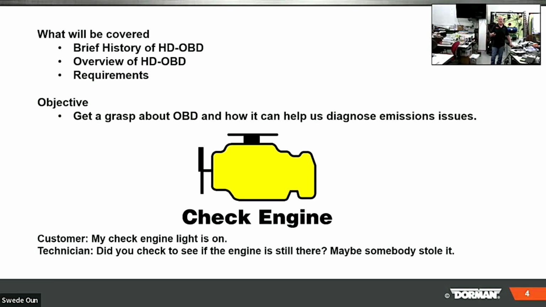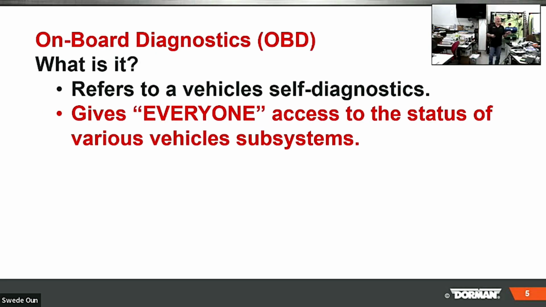I tried to be funny. I guess it wasn't too funny. Customer comes in, my check engine light is on, and of course, I'm a wise ass, so usually I'll tell them, "Did you check to see if the engine is still there? Maybe somebody stole it." But I don't hear the laughter. But let's go on. So anyway, I see a lot of the blogs, guys. Don't worry, on Facebook and everything.